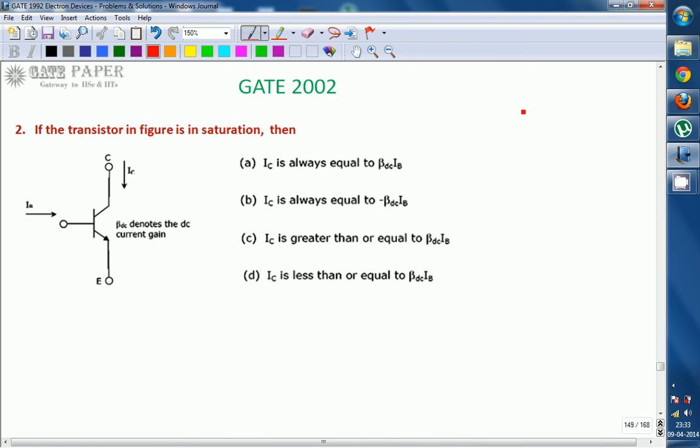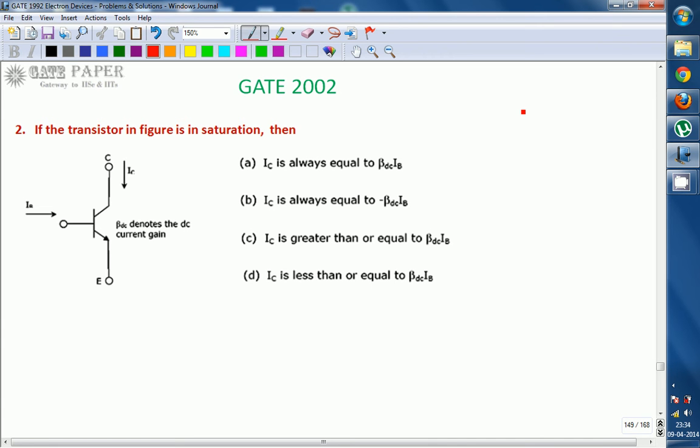Hello, we are discussing the GATE 2002 ECE paper, and the question is related to electronics. If the transistor in the figure shown is in saturation region, then what is the relation between IC and IB?